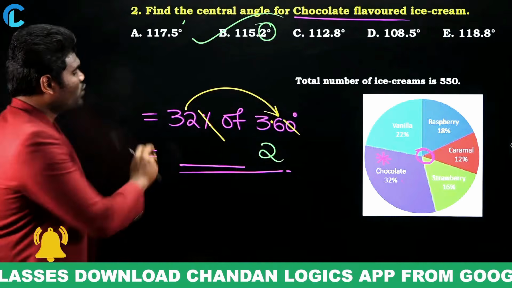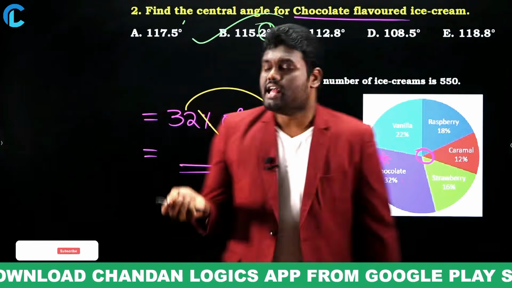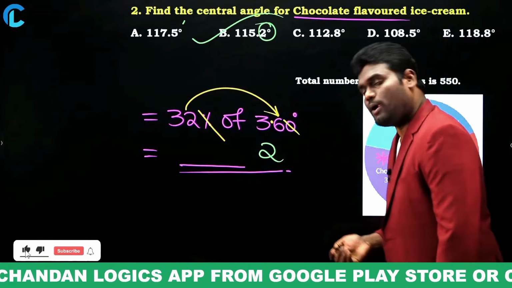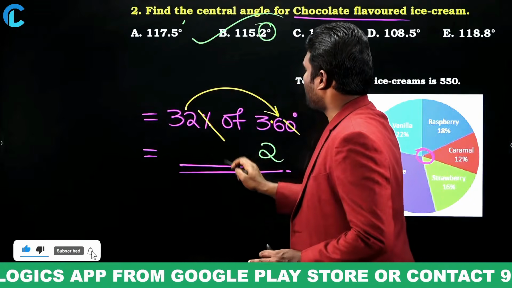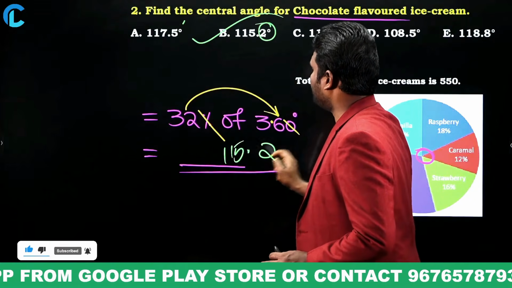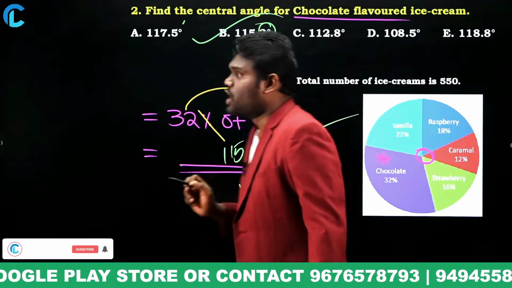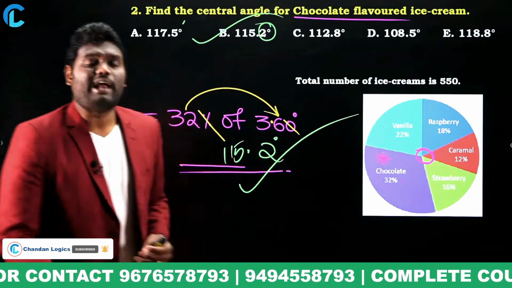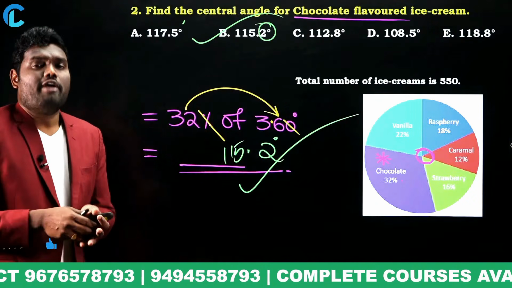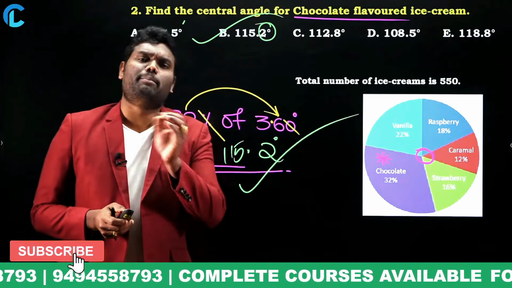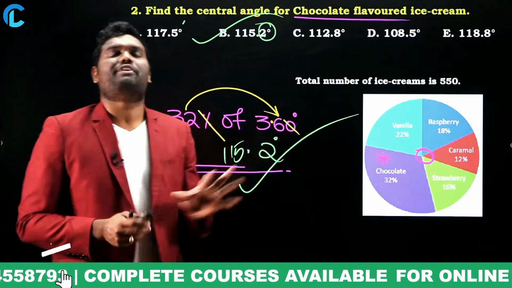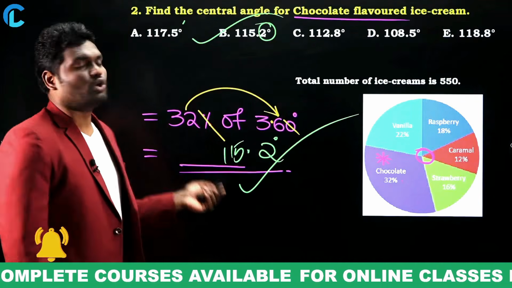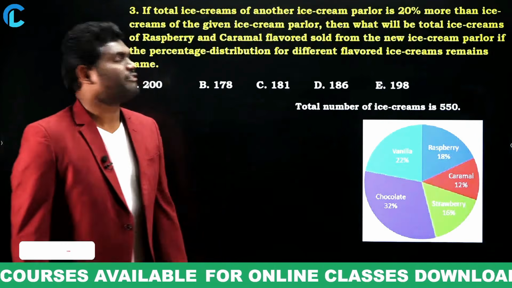Is that clear? If you are good in calculation, you can calculate 32% of 360 degrees. You will get the same answer, 115.2 degrees only. If you want, you can check. But rather than doing the full calculation, I am trying to make the calculation simple. Whenever there is a chance of making calculation simple, make things simple. Just verify the last digit. So the last digit should be 2, and we got the option 115.2.